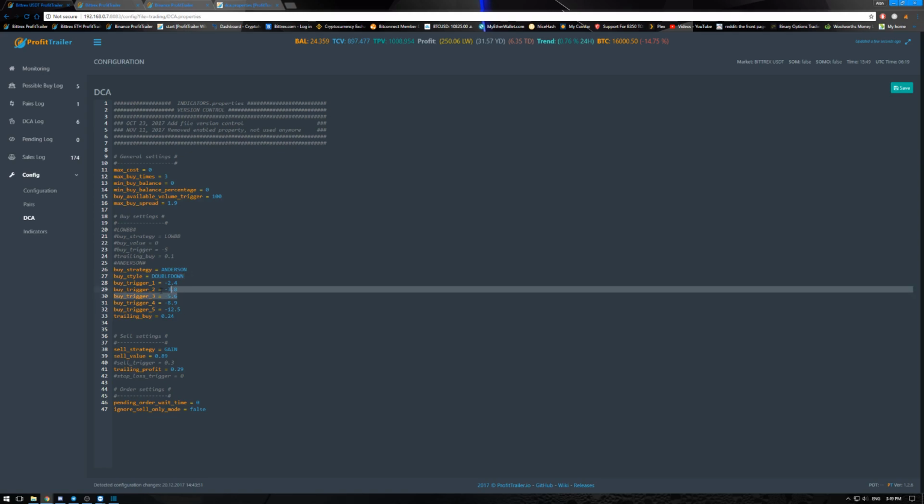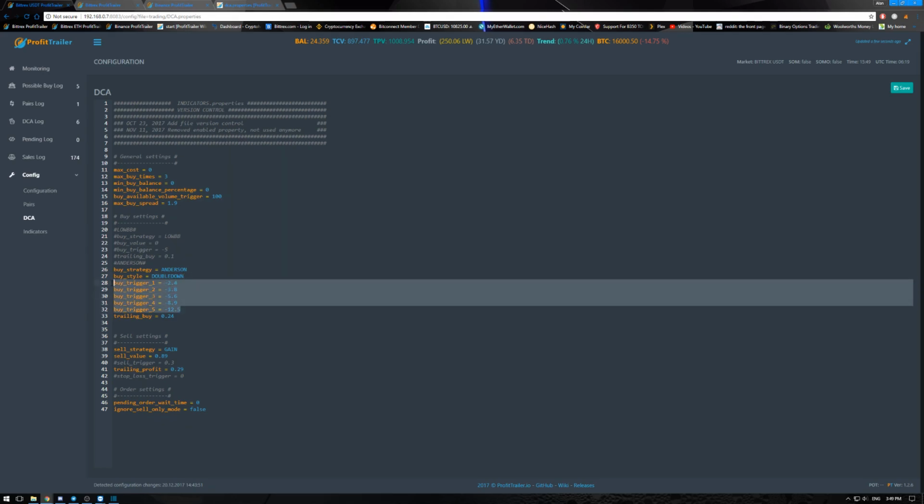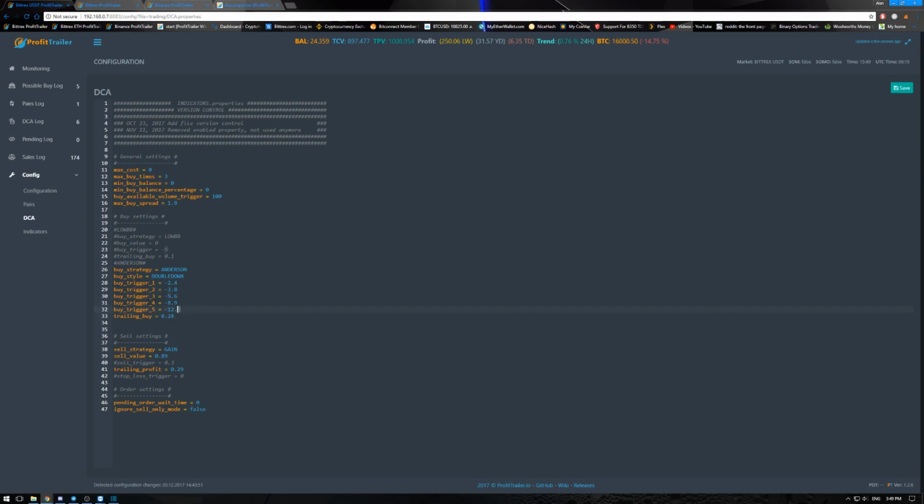Alright, so we've got our buy triggers here. I've got 5 in there, it just defaults with 5 and I've just populated them with my own figures. But as you see up here, I'm only using 3. So I only use these first 3.